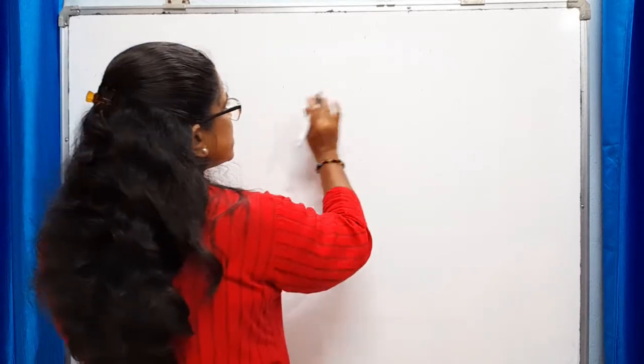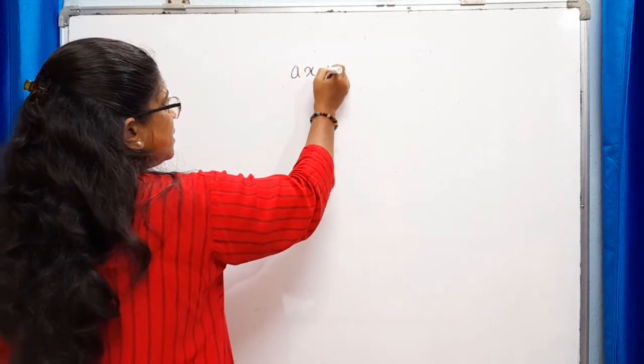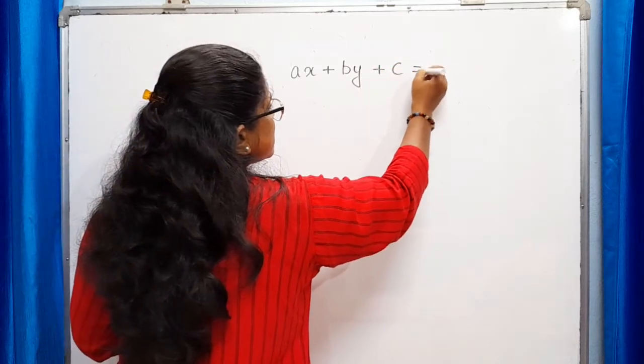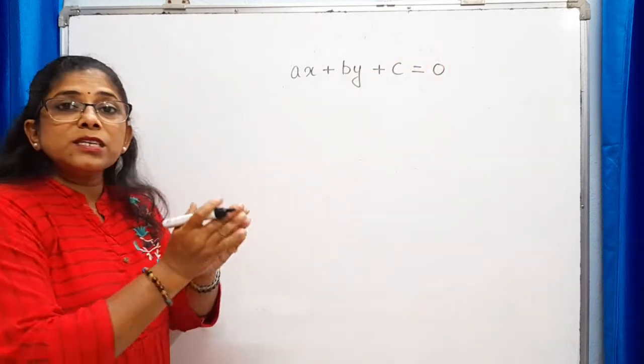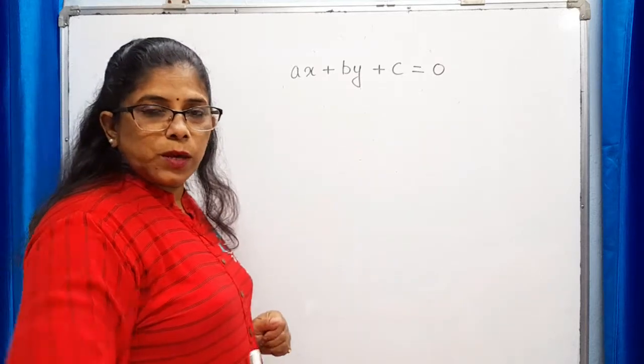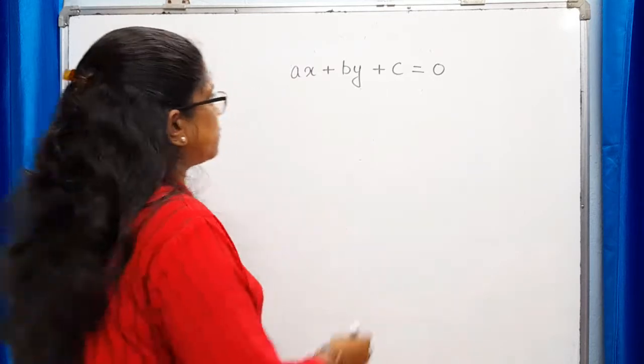The general form of the equation is ax plus by plus c is equal to 0. This is the general form. Now when we have two equations, how are we going to write these two equations in this general form?